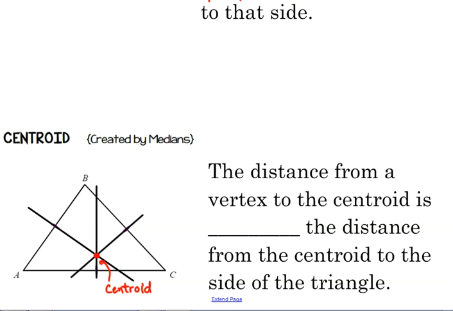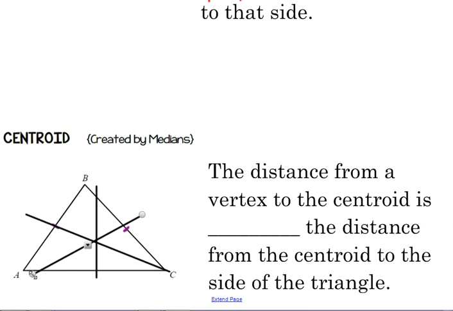All right, so here is the distance from a vertex to the centroid is, oh wait, my bad. I'm so sorry. I drew my medians wrong. You've got to connect the midpoint to the vertex. That was my fault. Sorry. Even the teacher makes mistakes.